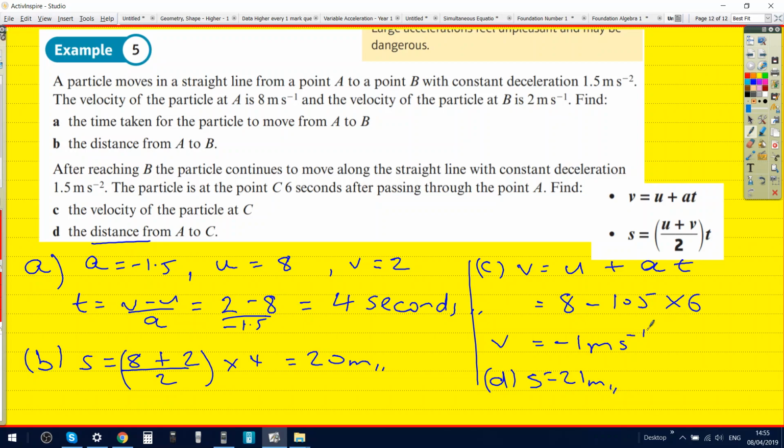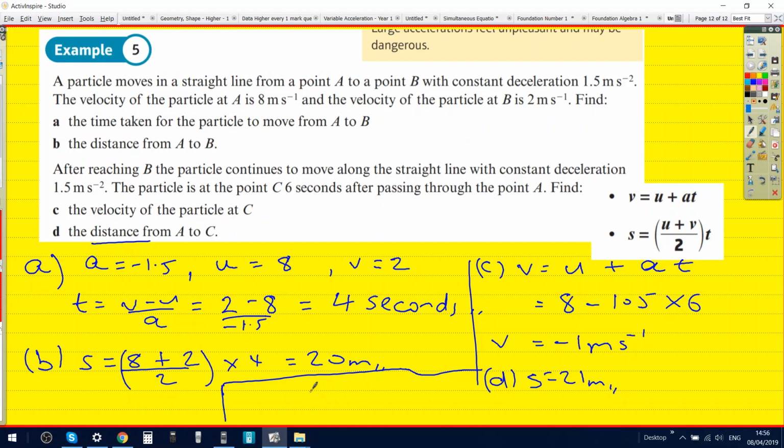So the particle continues on a straight line with constant acceleration. What would be the displacement when it reaches a velocity of 0? So 0 equals... S equals 8 plus 0 over 2 times... we wouldn't know the time, would we?